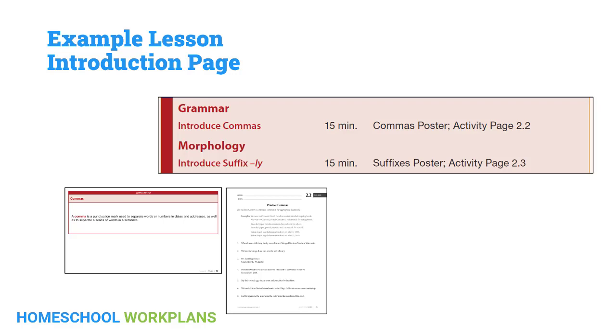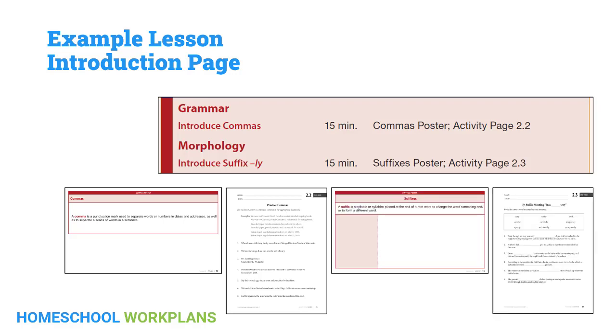And the next down is the morphology activity. Morphology, by the way, is the study of word forms. So this is things like adding prefixes and suffixes to words, working with word roots, that sort of thing. In this case, it's the same concept as the comma activity. There's a suffixes poster located in the digital components file, and you'll also need activity page 2.3.